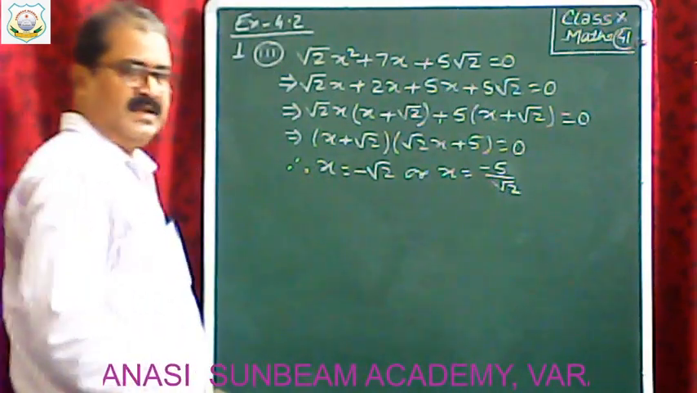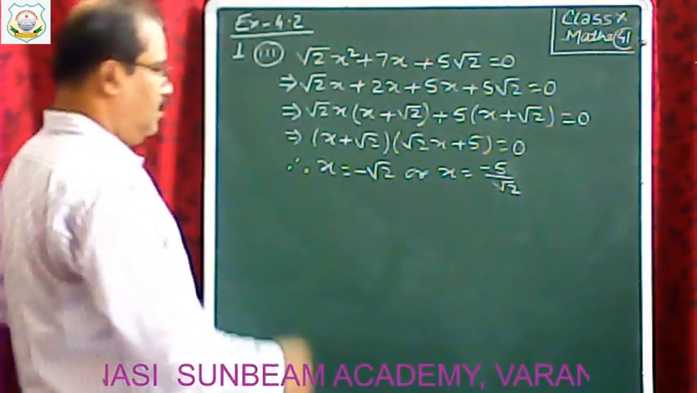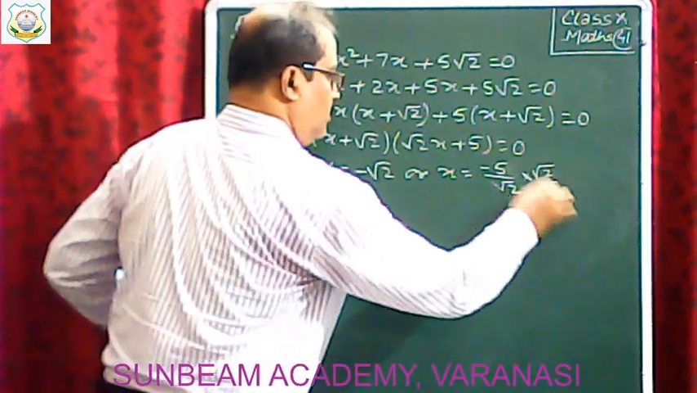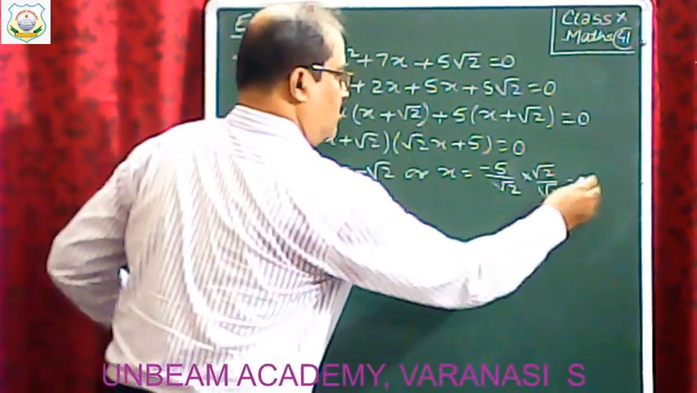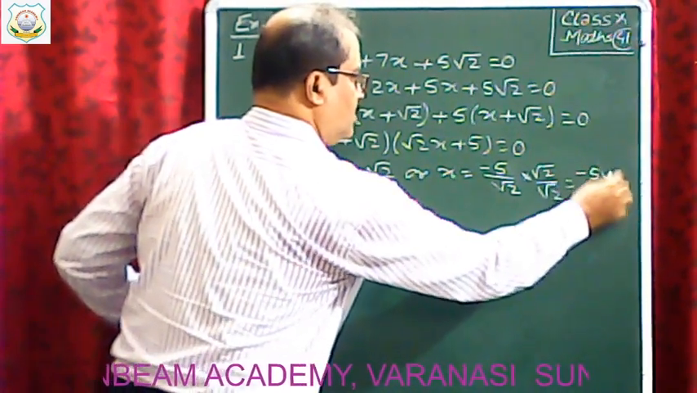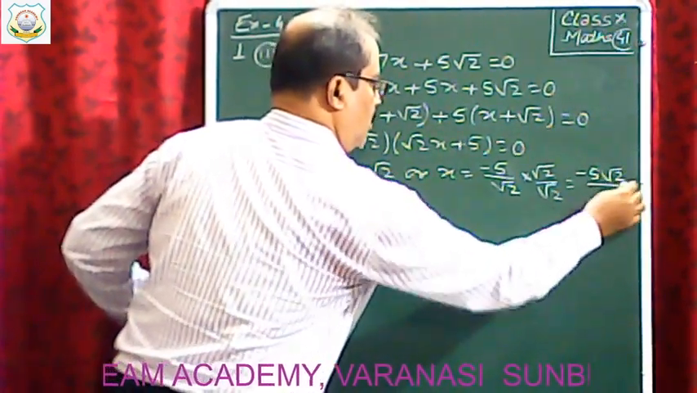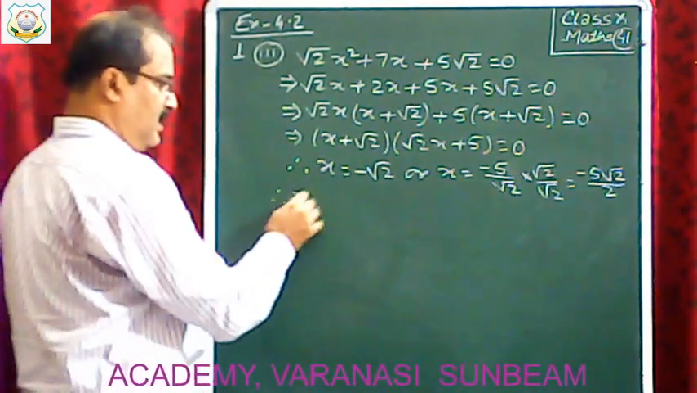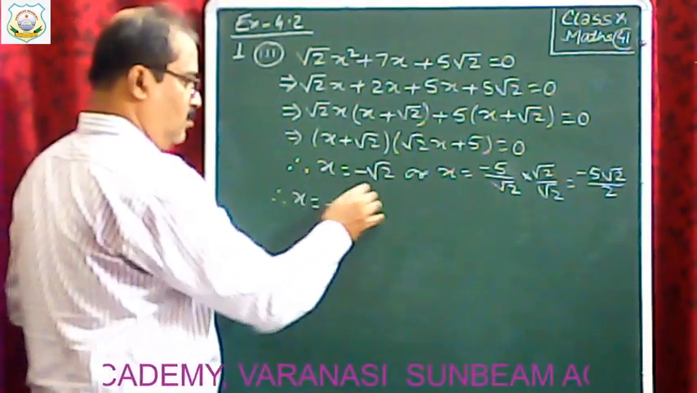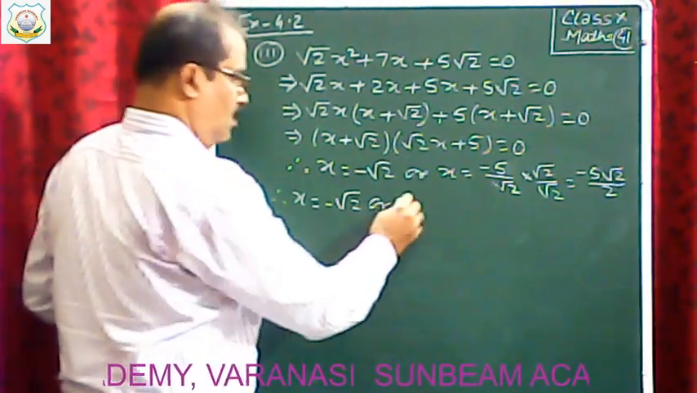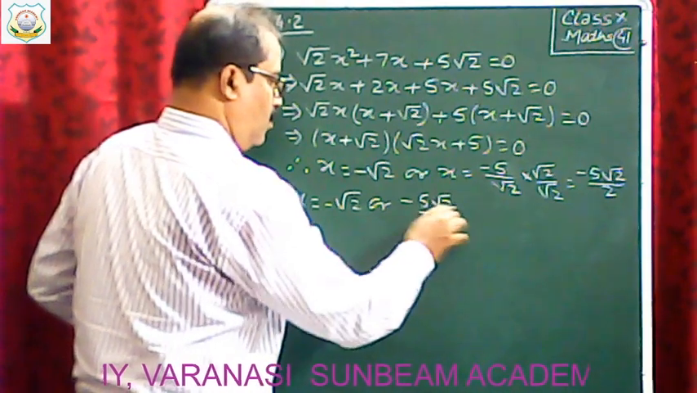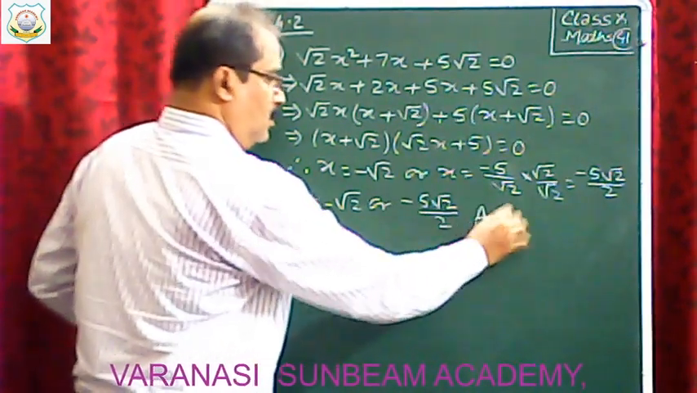You can rationalize the denominator, it is up to you. If we rationalize the denominator, you have to multiply numerator and denominator by √2, so we get −5√2 upon 2. So the final answer is x = −√2 or −5√2 whole upon 2.